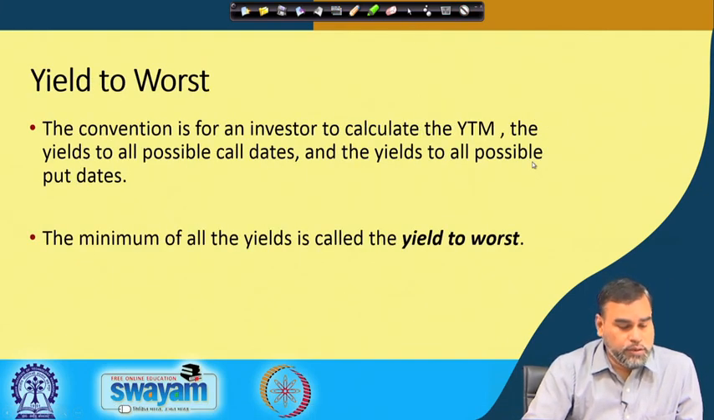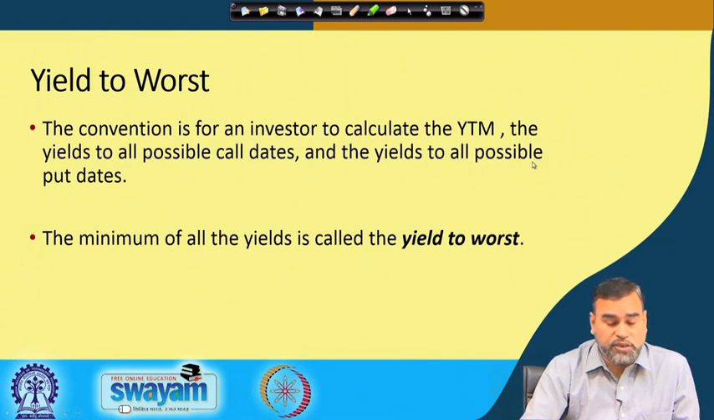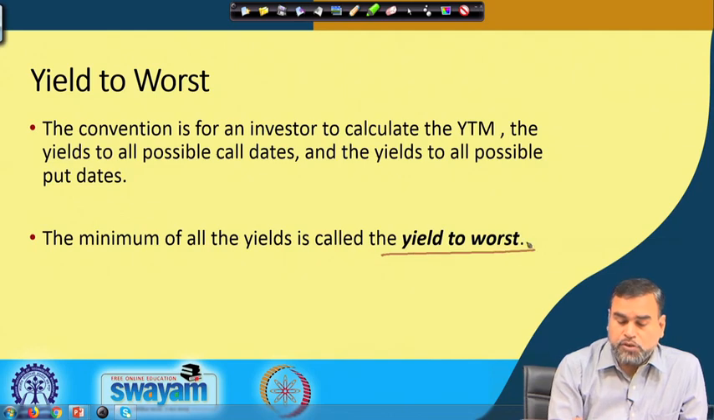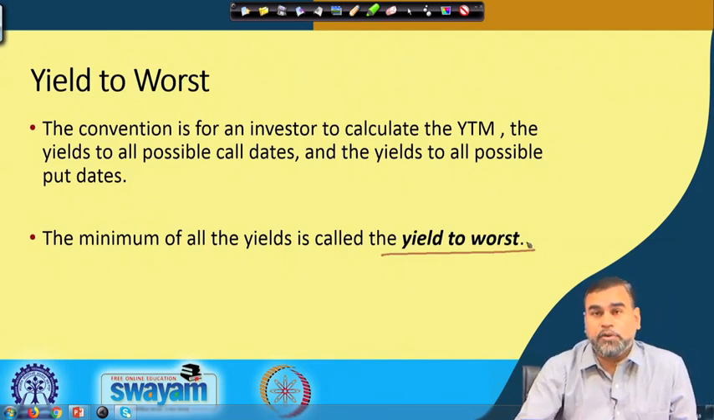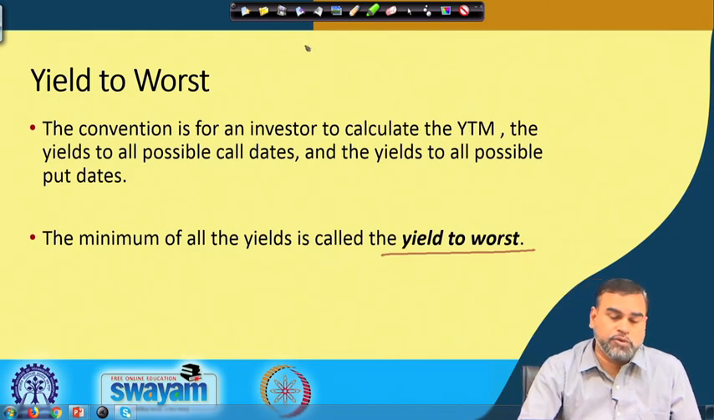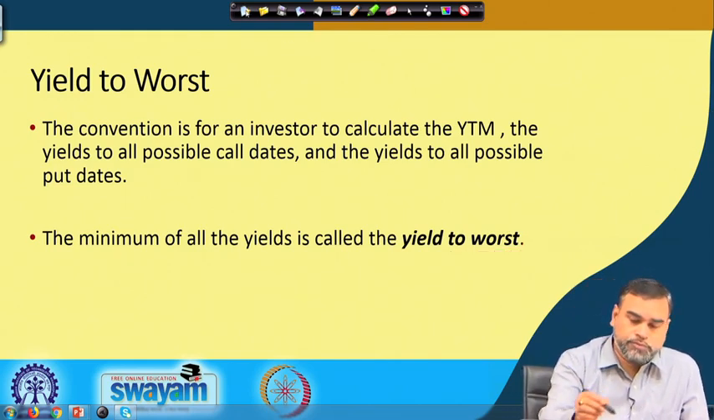Then there is another concept, yield to worst. Whenever there are different call dates or different put dates, you can calculate the yield for each, and the minimum of all the yields is called the yield to worst. The date at which the yield is the minimum gives the yield to worst. This is available whenever there is a call schedule for the put option or the call option.